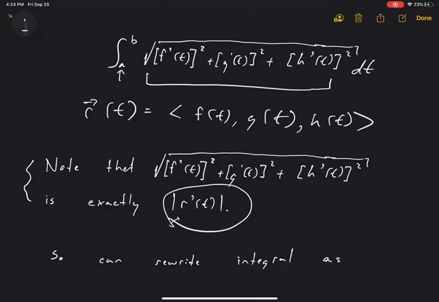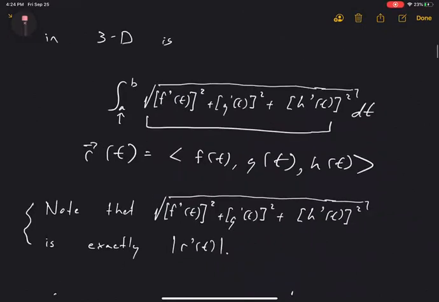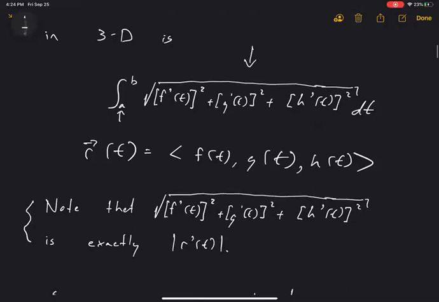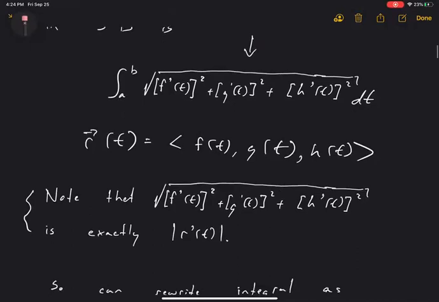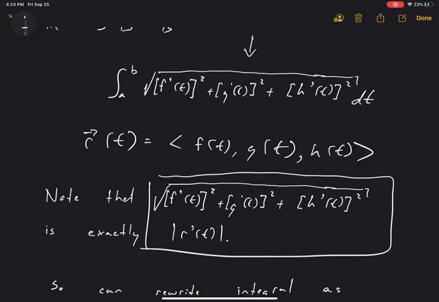And that's not really surprising, right? This stuff inside the integral looks like a distance formula, or a magnitude. So it's not really surprising. And since we have derivatives in here, that indicates that this is the magnitude of r prime of t. So we have these things are equal.